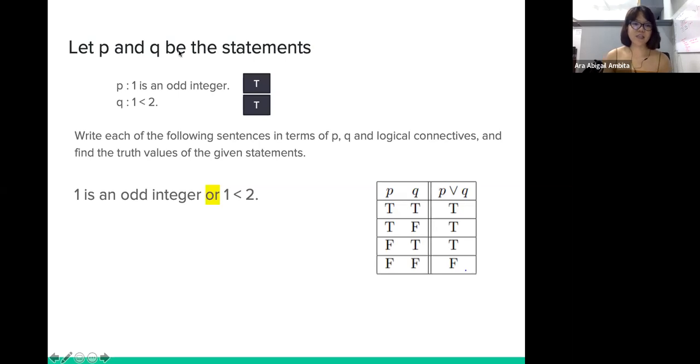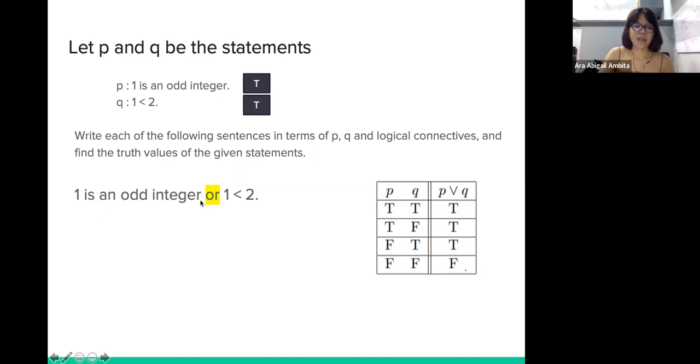Let P and Q be the statements P: 1 is an odd integer, and Q: 1 is less than 2. P is true because 1 is indeed an odd integer, and 1 is also less than 2, so Q is considered true. Our task is to write this sentence in terms of P, Q, and logical connectives and find the truth values of the given statements.